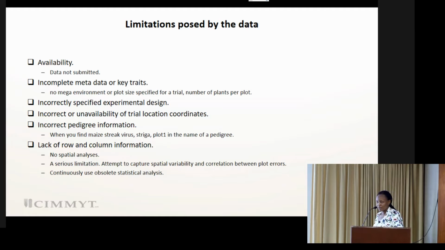Without row column information, we will simply conform to obsolete methods of analysis when we don't collect the kind of information that will enable spatial analysis. So it's really important that all of these things are considered as these trials are conducted.